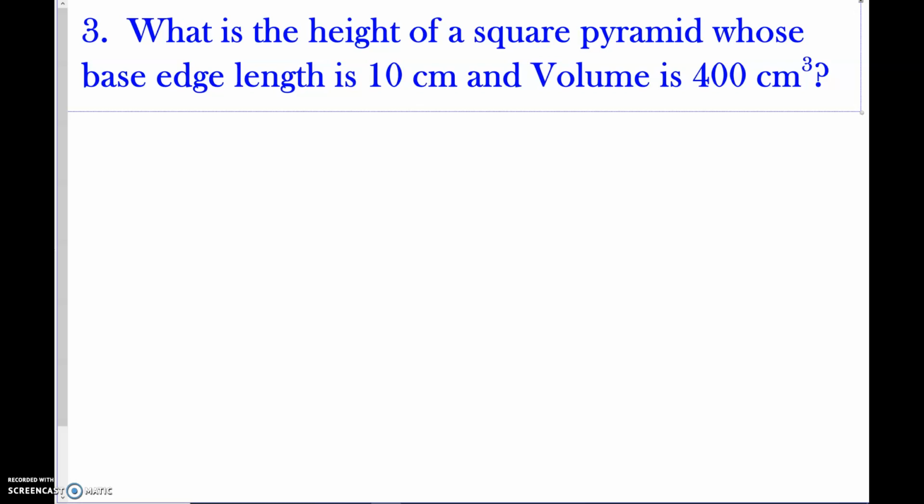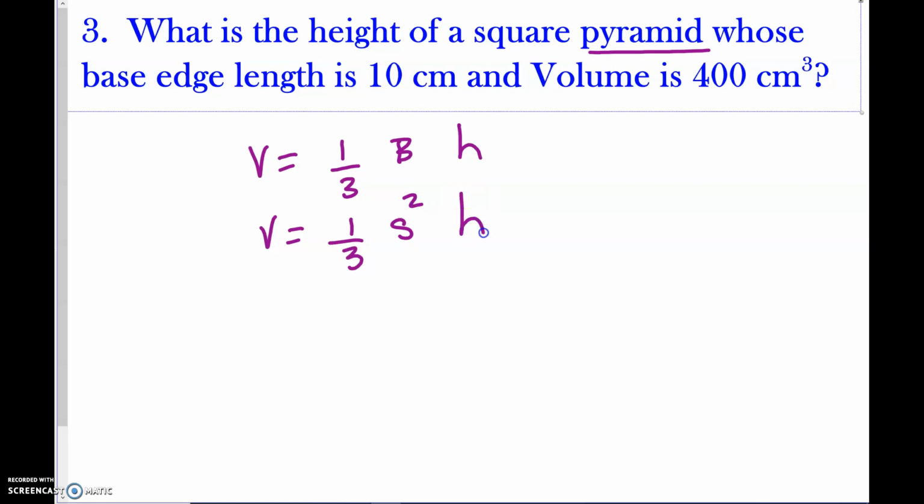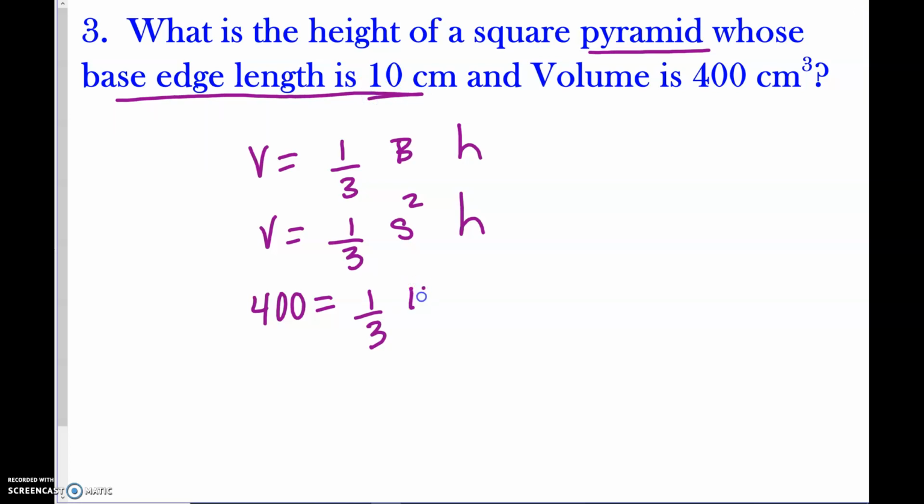All right, third example here. What is the height of a square pyramid whose base length is 10 and the volume is 400? So our volume is 1/3 because we're talking about a pyramid, the area of the base times the height. It's a square pyramid, so its volume equals 1/3 side squared times the height. They're telling us that this volume is 400, and they're telling us the base edge length is 10. So we have 10 squared, and we are looking for the height.